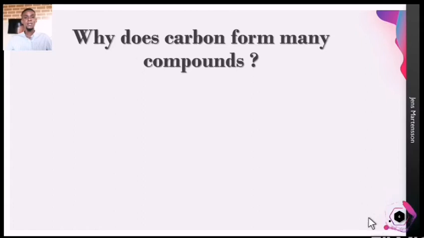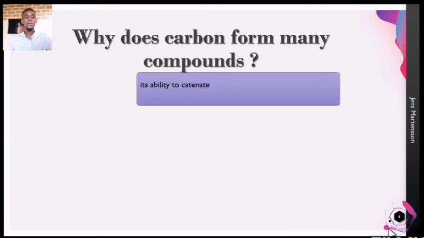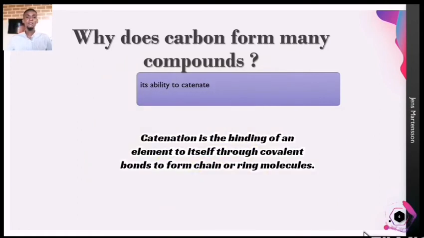So we're looking at, why does carbon form many compounds? The first one is its ability to catenate. Now, what does the word catenation mean? This means the ability of carbon to join with other carbon atoms, several carbon atoms. It could be as many as 2,000 carbon atoms in ring form, in straight form, in branch form. So this is what catenation means.